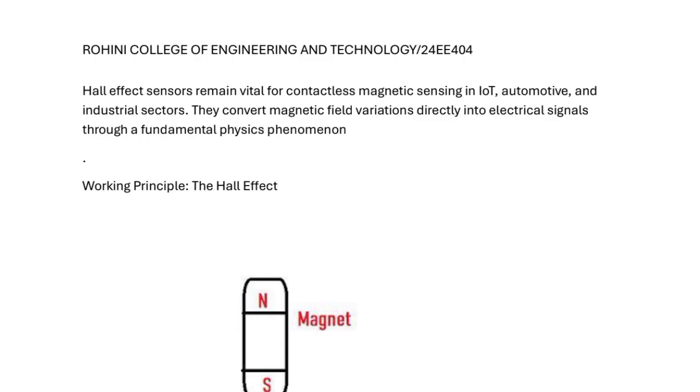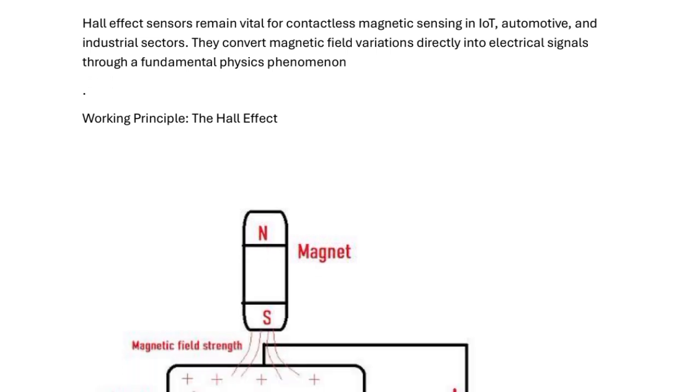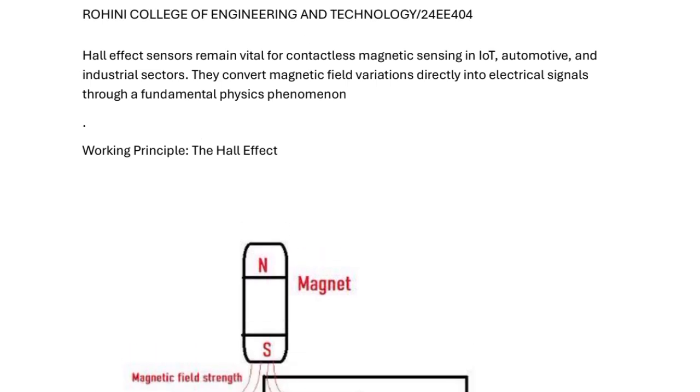Dear students, now we are going to discuss the Hall effect sensor. The Hall effect sensor is used for contactless magnetic sensing in IoT and automotive systems, and some industrial sectors are also using this Hall effect sensor.